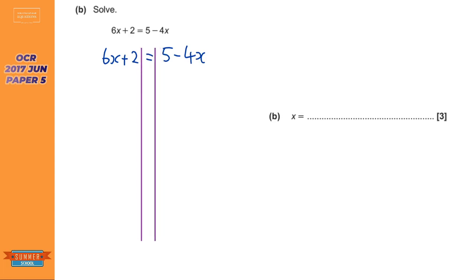Okay, simple as that. Now the problem we've got in this question is that we have x's on both sides. So the first thing I do is deal with the x's on both sides. So on the left hand side we have 6x, and on the right hand side we have minus 4x. So we've got to figure out which one we're going to remove from that side and move to the other side.